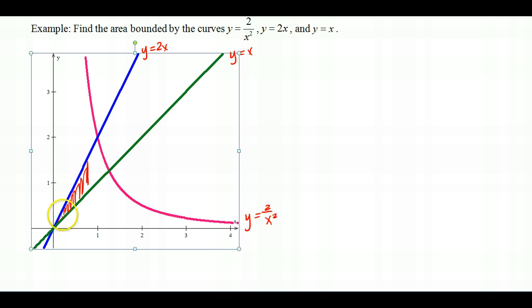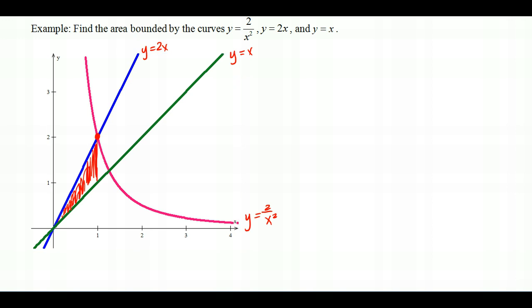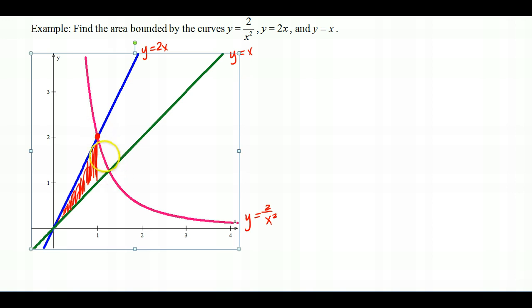And starting at 0, as I move along, the top function is 2x, the bottom function is x, and that stays the same up until right here, this point of intersection. And then now what happens is the pink function takes over as the top function. So this is actually going to have to be split into two separate integrals.